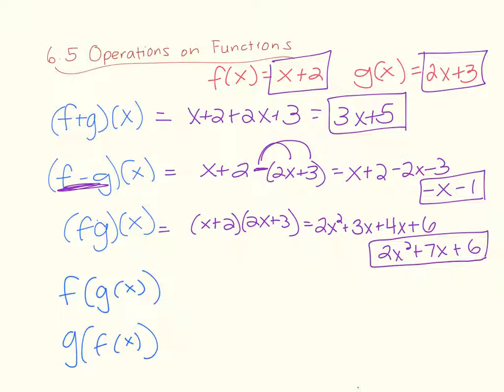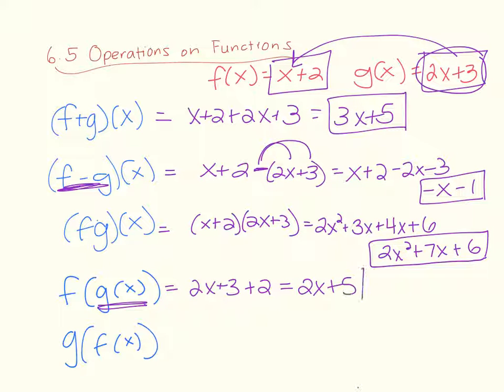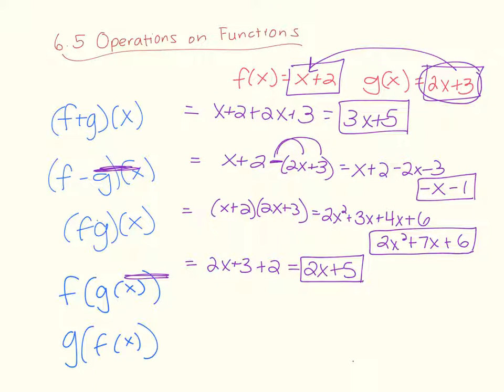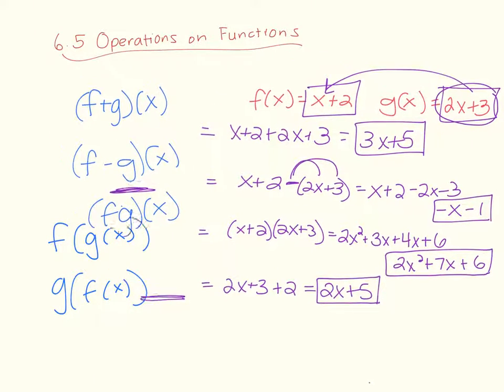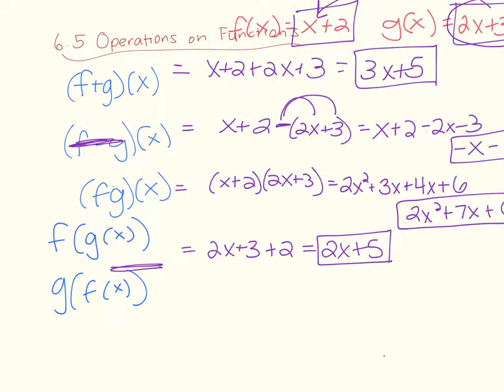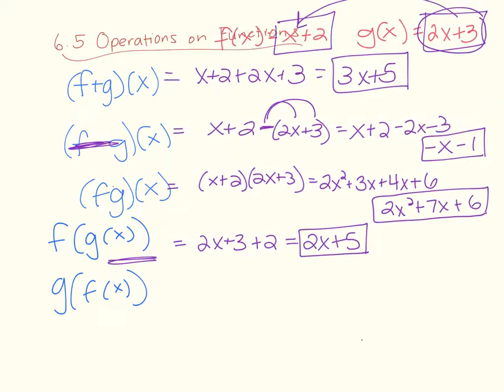Okay, then you have your composite function. So f of g of x means take g of x, whatever that value is, which in this case is this expression, and plug it into the x value on f of x. So this would become 2x plus 3 plus 2, or 2x plus 5. So I took the g and plugged it into the f, innermost parentheses first. Yep, but you have to pay attention to the order.